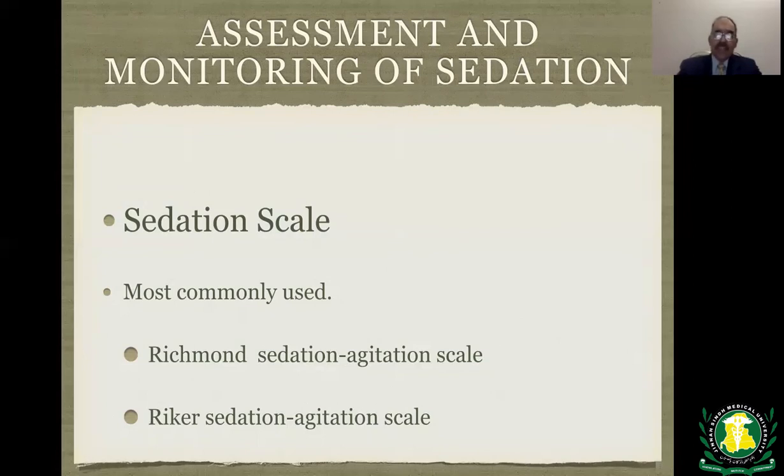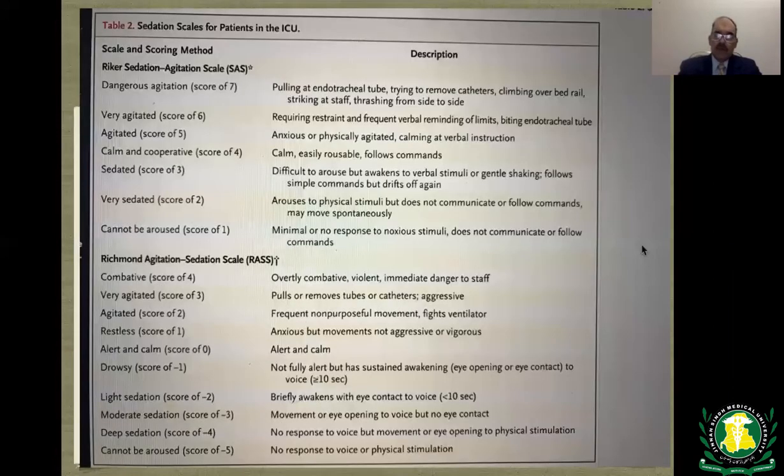So, there are two most commonly used scales to monitor sedation. One of them is the Richmond Agitation Sedation Scale, the RASS scale, and the other is the Riker Sedation Agitation Scale. On the RASS scale, the number varies from -5 to +4. More minus means deeper sedation, more plus means more agitation. So you want to keep your RASS score 0 to -1 to -2.